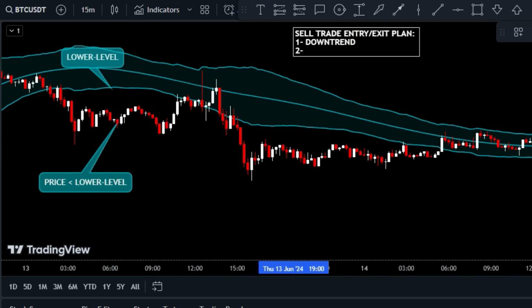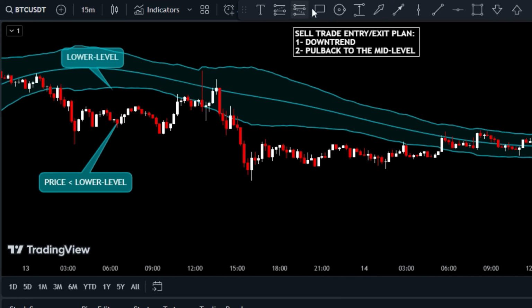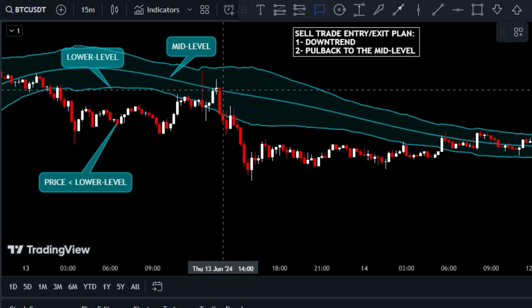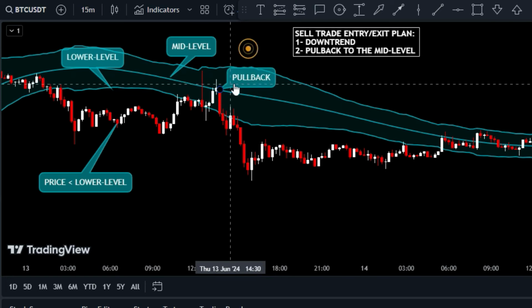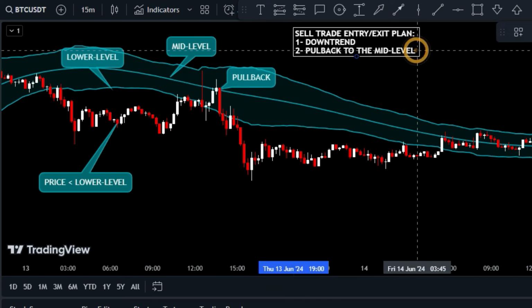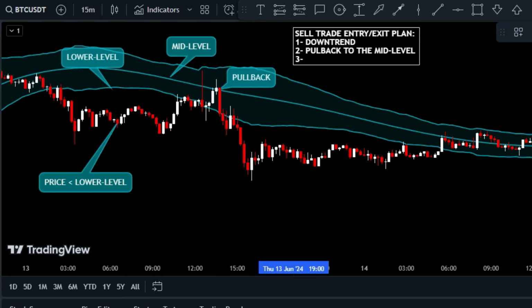Now, be patient and wait for the price to retrace back up to the middle level. So, once the price breaks down below the lower level, it's a strong signal that the market is ripe for selling.